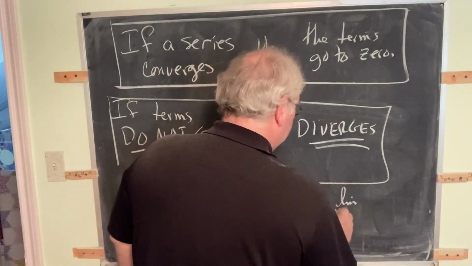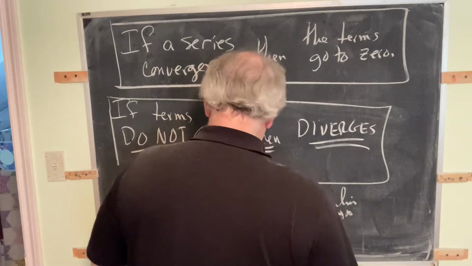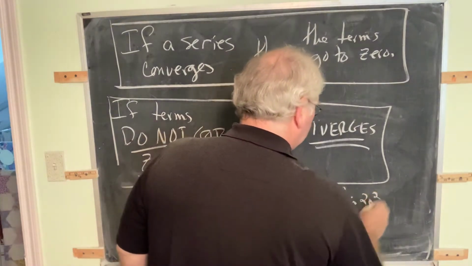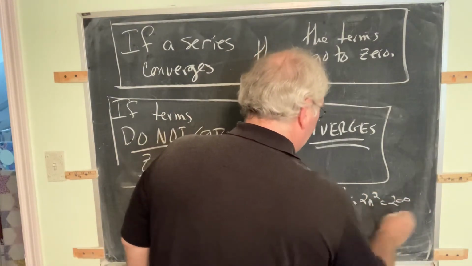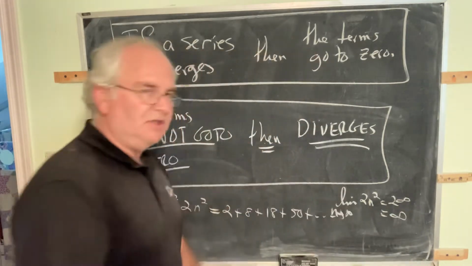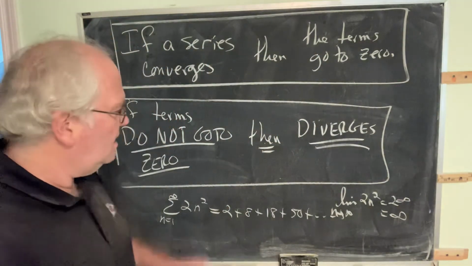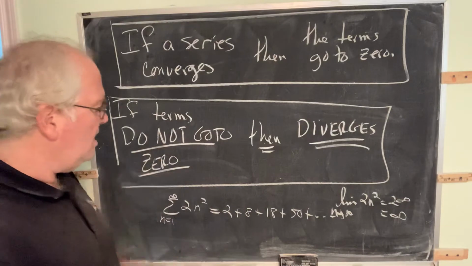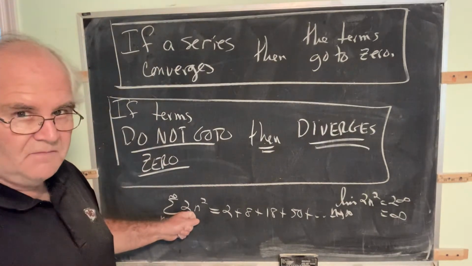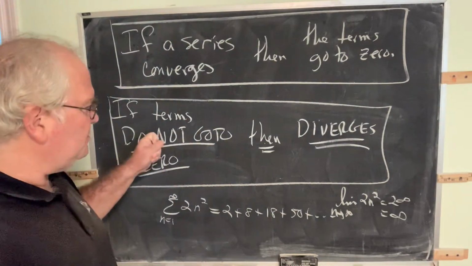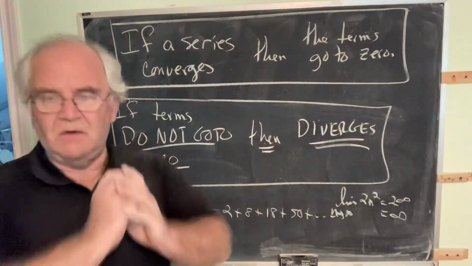What is the limit as n goes to infinity of 2n squared? Well, that's 2 times infinity. That goes to infinity. These terms do not go to zero. Therefore, that series diverges.